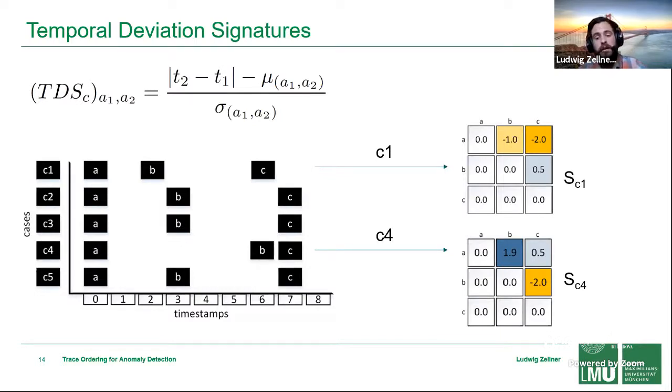And the deviations are shown in yellow and blue in the deviation signatures. So for example, in case 4, the relation between A and B says that, relatively speaking, the activity B is somewhat delayed, which also reflects in the temporal deviation signatures.